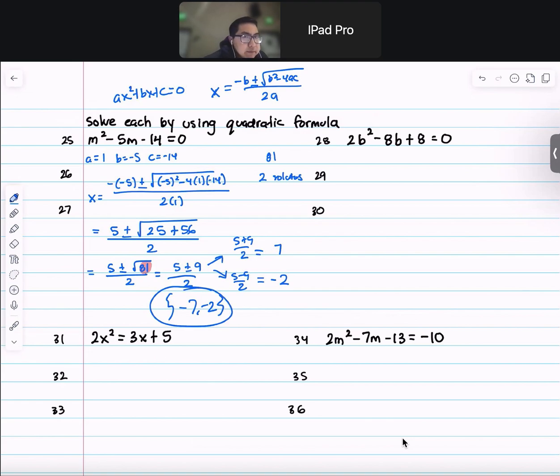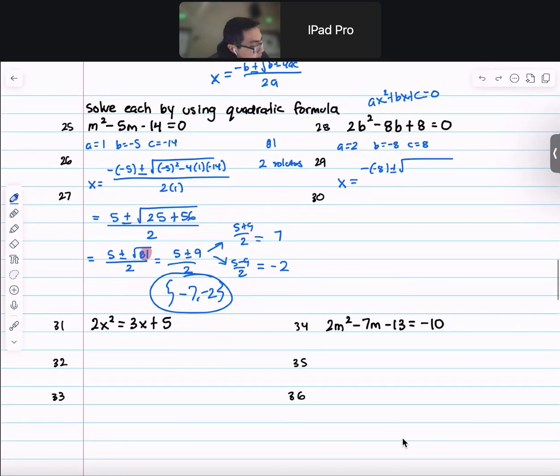Number 28, again, we need to set the equation equal to 0, which is good. Remember, ax squared plus bx plus c equals 0. So a is 2, b is negative 8, and c is 8. And then we plug it into the formula. x equals negative of negative 8 plus and minus negative 8 squared, minus 4 times your a times your c, all over 2 times a.